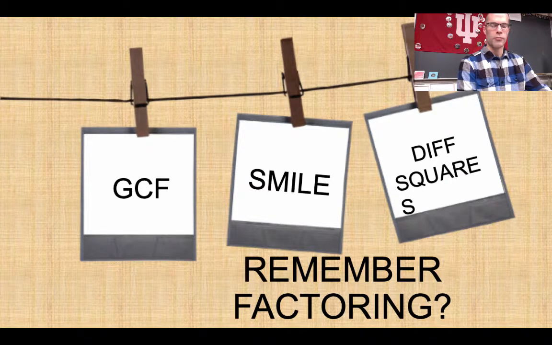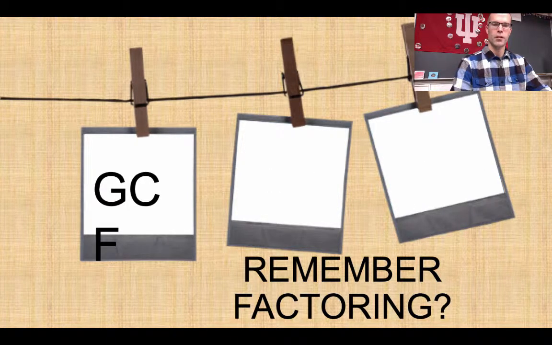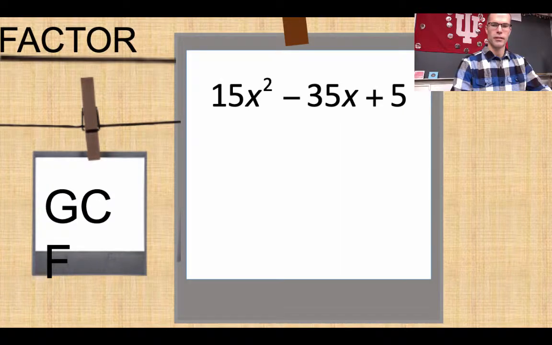So we're going to refresh our memory on how to factor. We're going to be talking about the greatest common factor, using the SMILE method when we're factoring trinomials, and then also difference of squares. So the first one we're going to talk about is the greatest common factor.